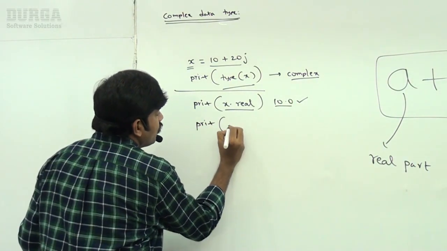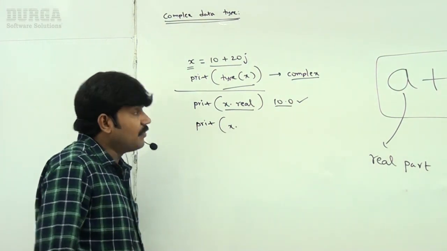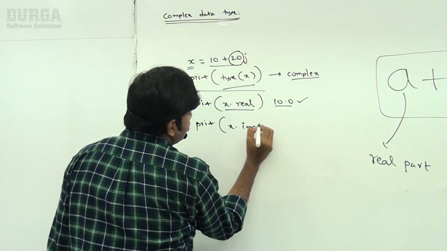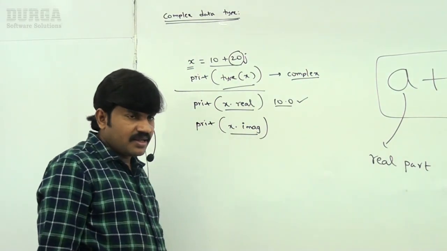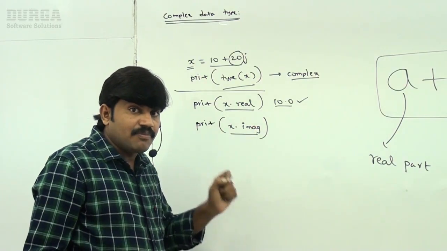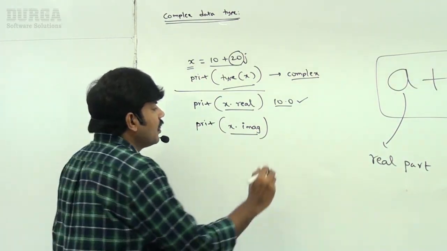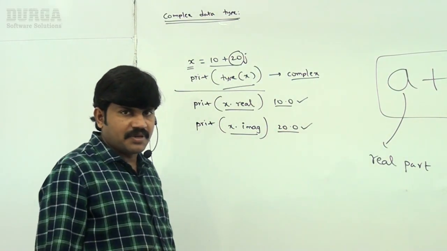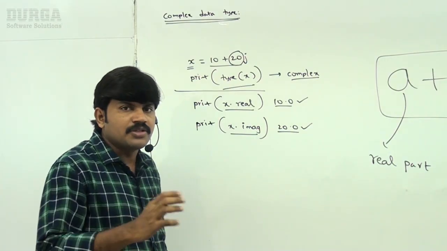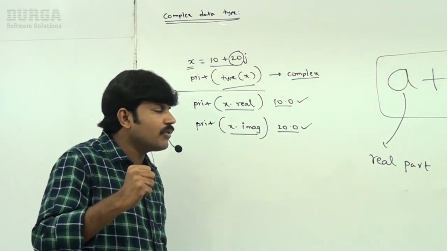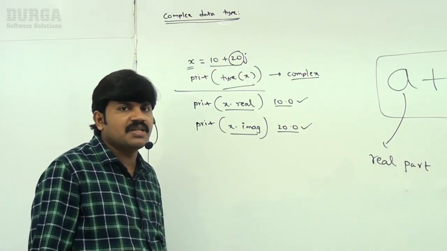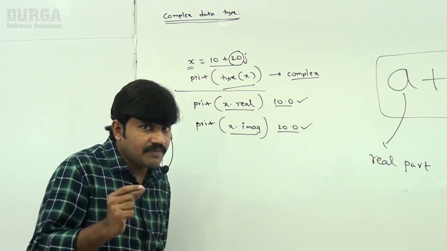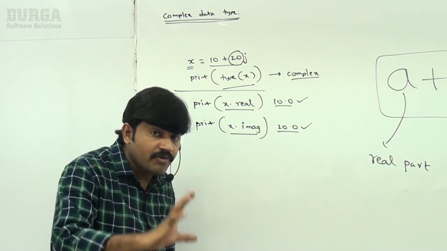Similarly, I want to know the imaginary part. What is the imaginary value, sir? x dot imag. Remember that. So x dot real, and what is the second one, sir? x dot imag, imaginary number. Now what about its value, sir? 20.0. Are you getting it? x dot imag, its value is 20.0. So how can you find the real value, and how can you find the imaginary value? Sir, real and imag are predefined variables which are applicable for every complex number.